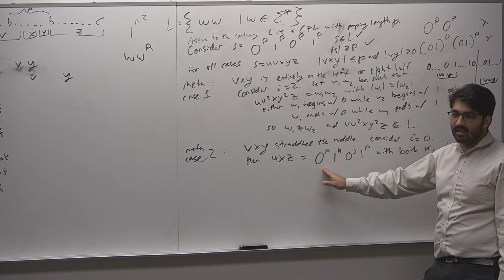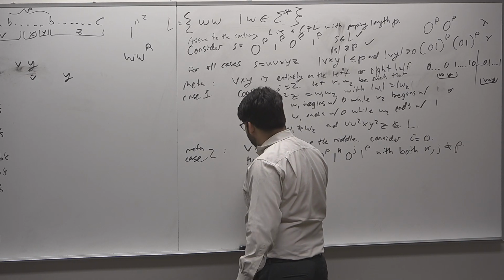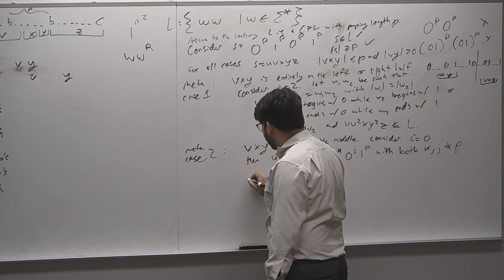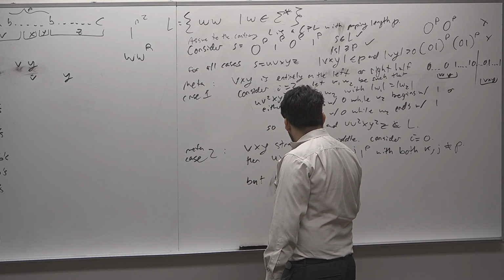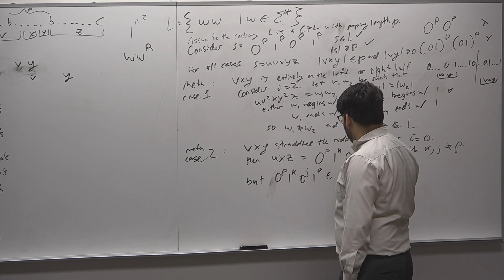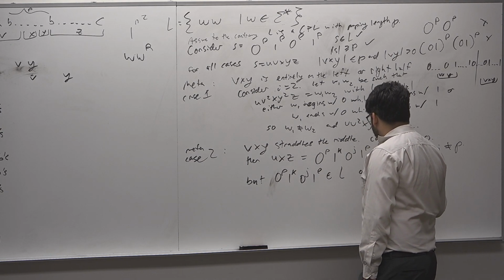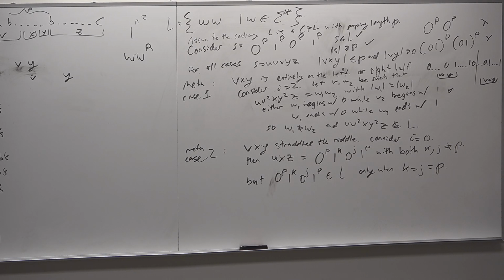Now, the way that this is traditionally written, with that in mind, is that we say this kind of hand-wavy sentence, but that's the more appropriate detail I should be putting here. We would say, but 0 to the p, 1 to the k, 0 to the j, 1 to the p is an element of L only when k is equal to j is equal to p. So only when that happens can a string of this form be in the language WW. But we know that both k and j cannot equal p. So the only way that they're in the language is if they equal p, but they won't be, right?